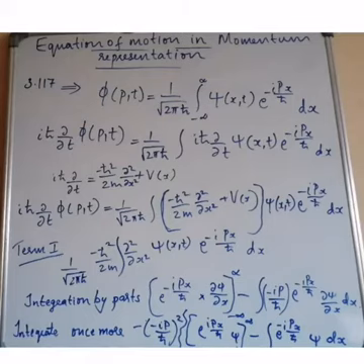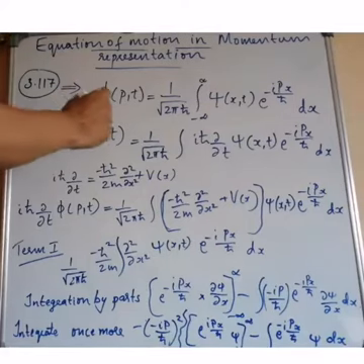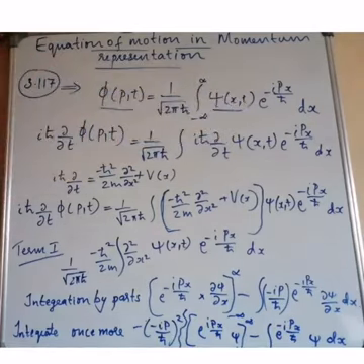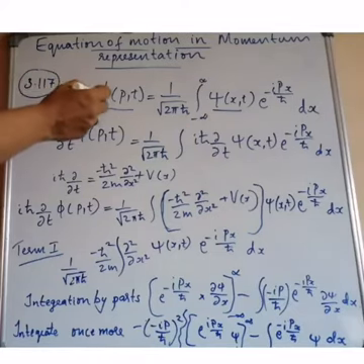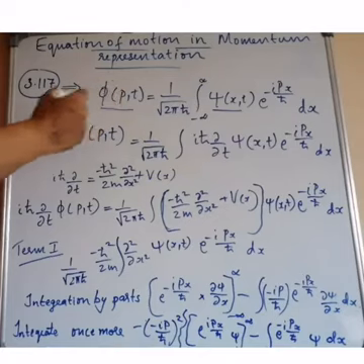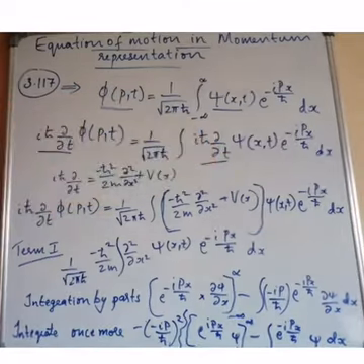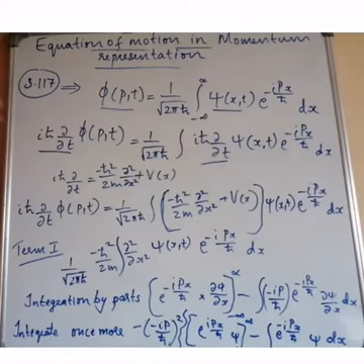Okay, let us begin the derivation with equation 3.117, which is actually the Fourier analysis equation which connects the wave function in momentum representation and position representation. So we are going to use this equation and multiply both the sides with iħ ∂/∂t. So now we have this equation.